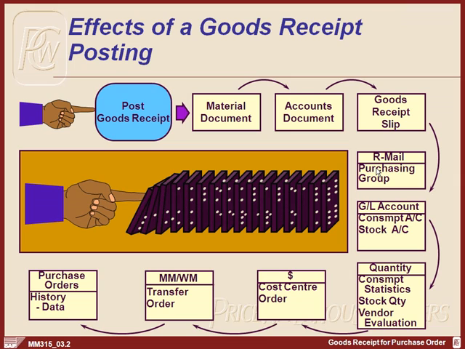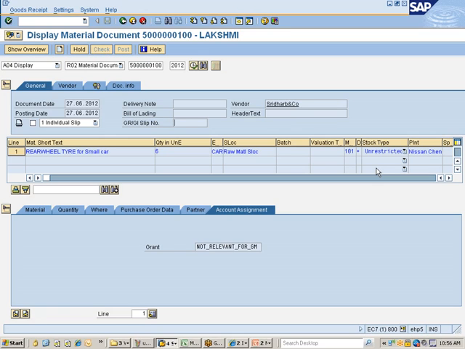Next one, general ledger accounts update. You have seen just now in the accounting document, there was a stock account getting updated, there was a GRIR account getting updated, and there was a price difference account getting updated. All this because of a stock material. In case you have a non-stock material, consumption accounts will get updated.